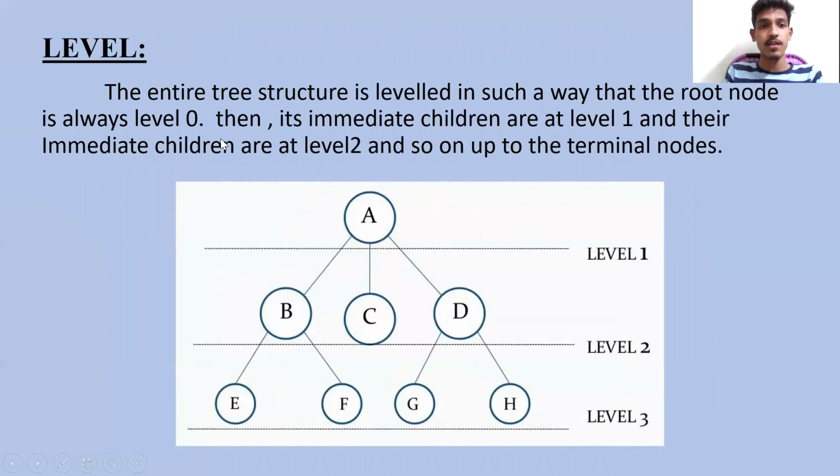And next, level. The entire tree structure is leveled in such a way that the root node is always zero. So here the level of the root node is zero. Then its intermediate children are at level 1, and their intermediate children are at level 2, and so on up to the terminal nodes.